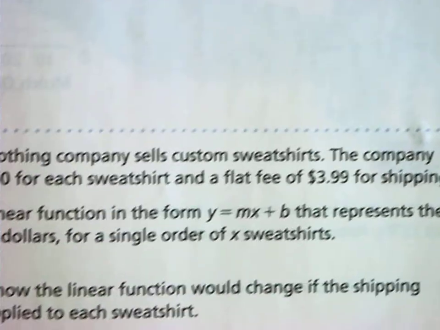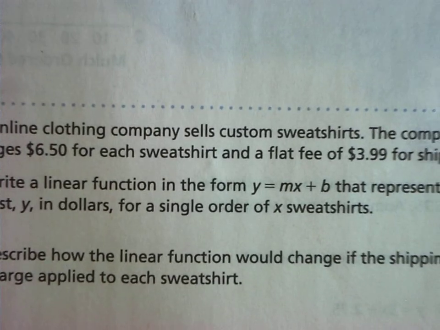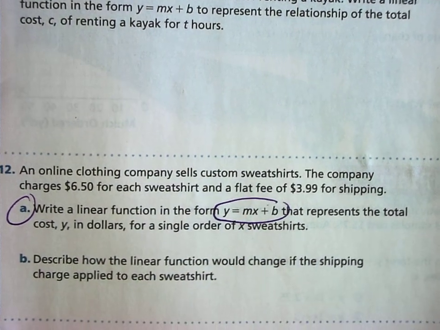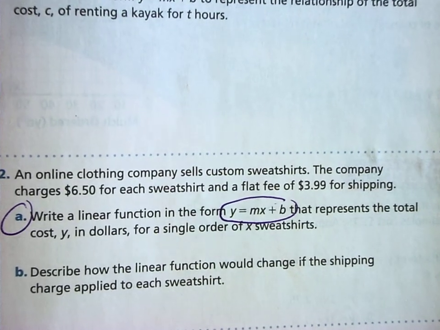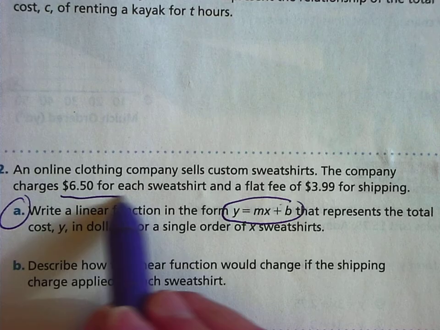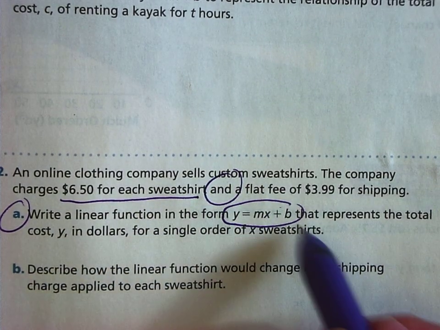Okay, so let's take a look at this one, number 12 on the bottom. Number 12. We're just going to do part A. Write a linear equation in slope-intercept form. Okay, folks, take a look at this. So the company charges, you're buying clothing online, sweatshirts actually, charges $6.50 for each sweatshirt and a flat fee of $3.99 for shipping.